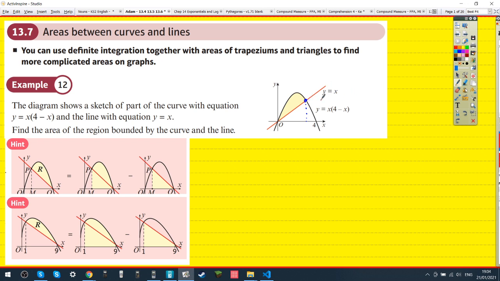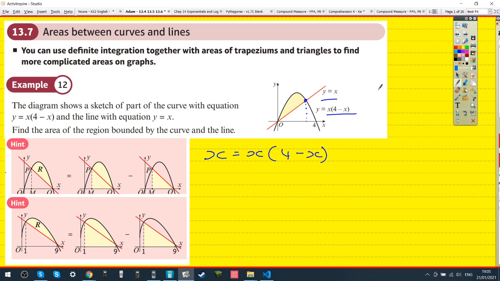So this straight line is y equals x. The curve is y equals x times 4 minus x. So could you sub in for y equals x? Well, no, you can't do that. So it would be like y equals y, or x equals x times 4 minus x. So you could do that to solve for the x coordinate.